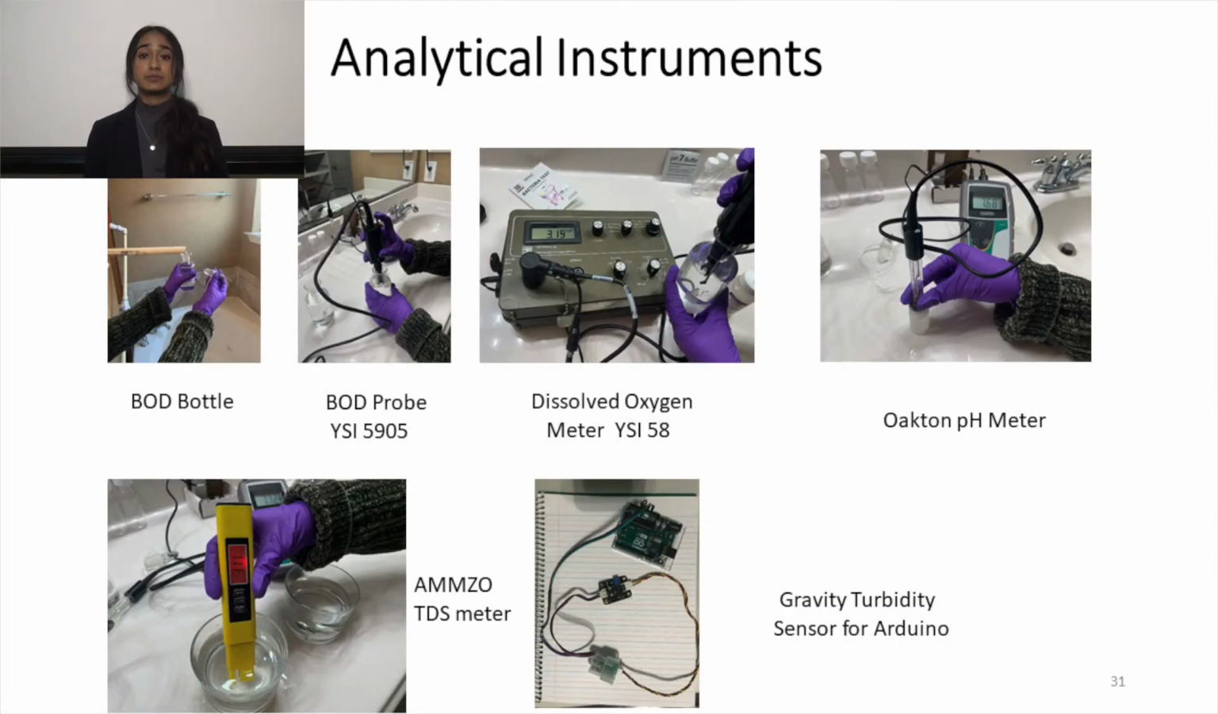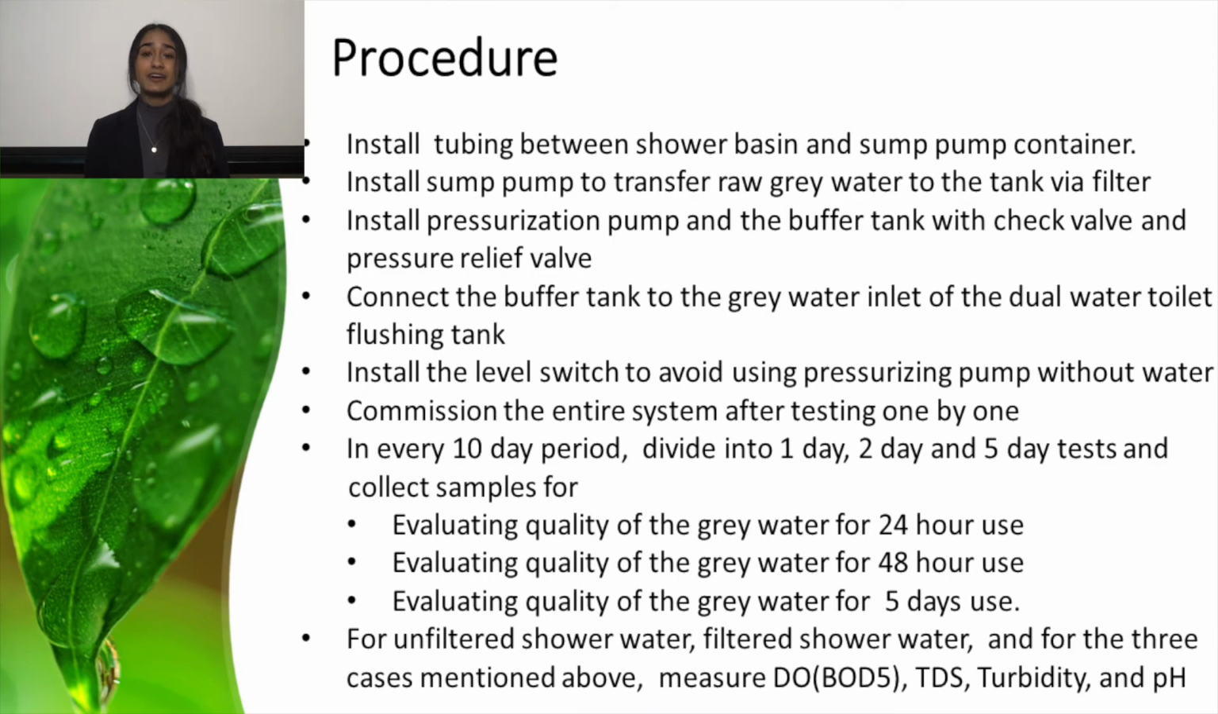The analytical instruments that I used are a dissolved oxygen meter, a pH meter, a total dissolved solids meter, and a turbidity meter. After installing and commissioning the gray water recycling system, I divided my research duration into a series of 10 days. During each 10-day period, I did 3 experiments. It included storing the gray water for 1 day, 2 days, and 5 days. I measured DO, TDS, turbidity, and pH for 5 different samples for each storage methodology.